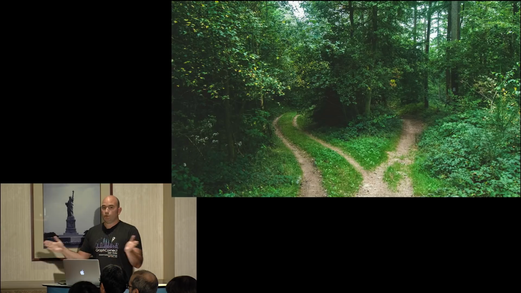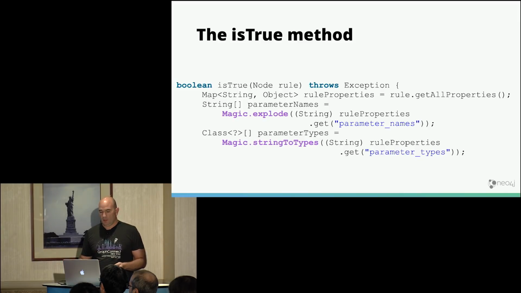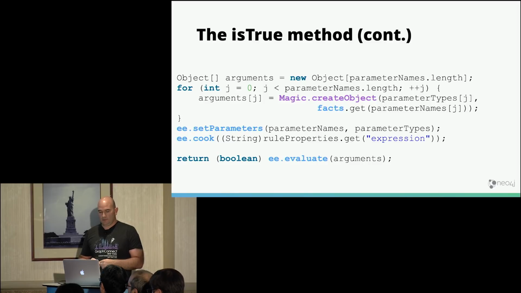isTrue tells us which way we're going to go, right or left. And the way it works is we take the properties of the rule. That's just going to have our parameters, our parameter types, and the expression of what the rule was. Okay? We're going to explode the parameter names and the parameter types into happy little arrays, an array of strings and an array of classes. Nothing crazy here. Okay? And then here comes the magic, right?